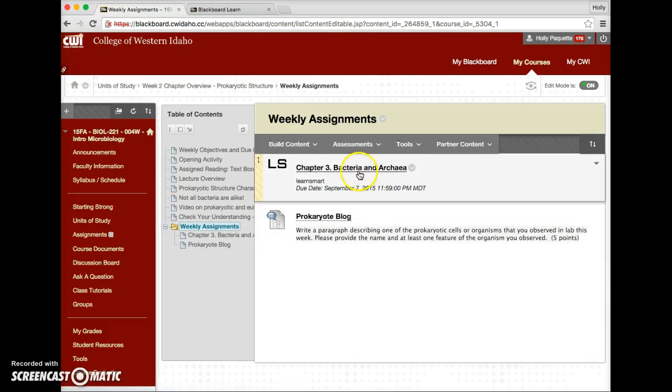And in this case, they had that LearnSmart again, just as we did in the first semester that I taught this, and the prokaryote blog. I did not do the worksheet here. That was kind of taken by those flashcards and the Check Your Understanding. And so it didn't make sense really to do that. Again, it would have been repetitive.